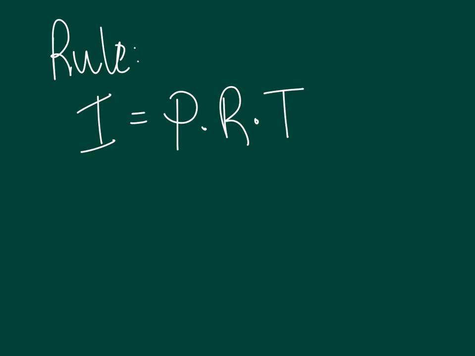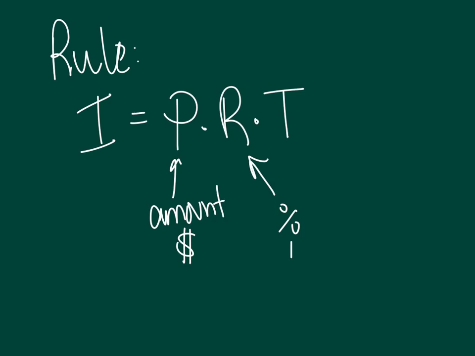So that means the principal is the amount of your money that you borrowed. So whatever amount of money you borrowed. The rate is considered to be that percent, but you must change this to a decimal. And then the time is the length of time that you have borrowed the money. And that amount or that value has to be represented in years.